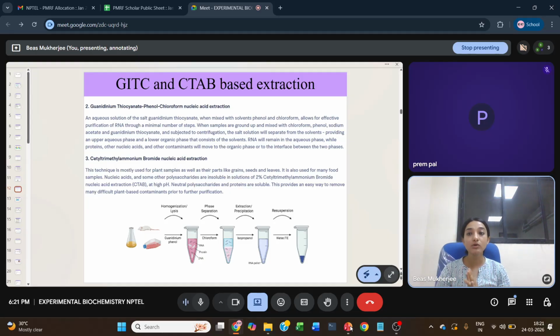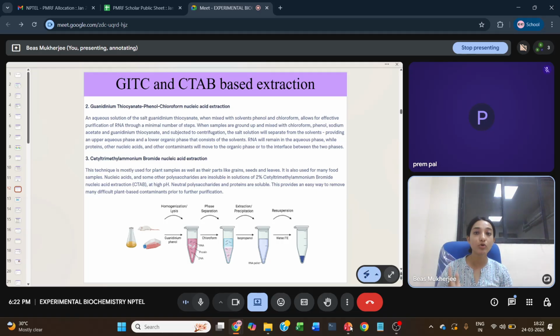Now another method is CTAB. What is the CTAB method? Cetyl trimethyl ammonium bromide nucleic acid extraction. CTAB is mostly used for plant DNA isolation. This technique is commonly used for plant samples as well as their parts such as grains, seeds and leaves. So it is used for many food samples.